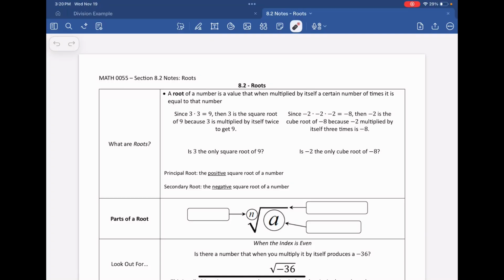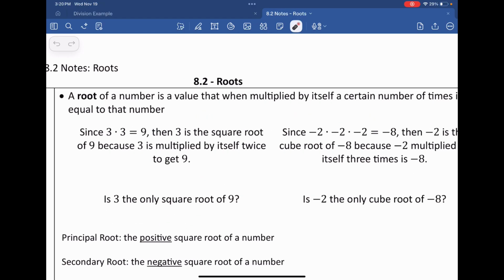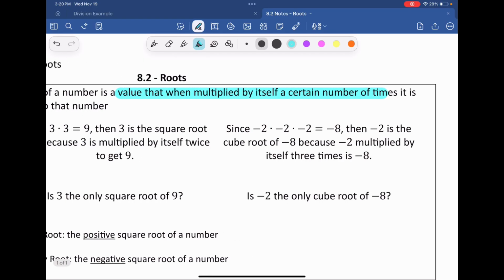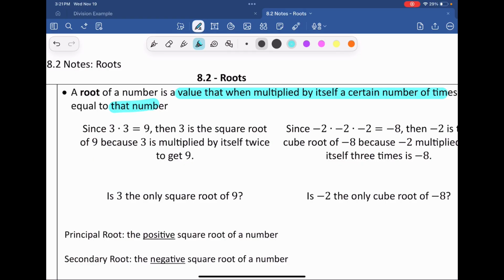All right, so we're doing sections 8 and 9 together, chapters 8 and 9 together as one unit. So 8.2 is a root. We're talking about when you multiply a number by itself. The root of a number is a value that when multiplied by itself a certain number of times is equal to that number. Since 3 times 3 is 9, then 3 is the square root of 9, because 3 multiplied by itself twice gives you 9.